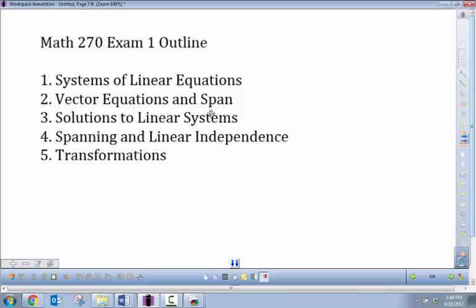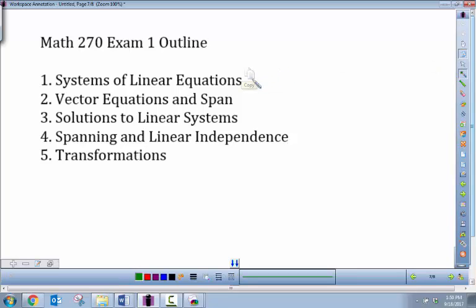So your exam will have 5 problems. The first problem, these are the exact headers of each problem. And by problem, I mean this is 5 problems, and each problem will have several sections, A, B, C, or A, B, C, D. The first one would be systems of linear equations. And that kind of covers 1.1 and 1.2-ish. Vector equations and span, I think that covers 1.3.